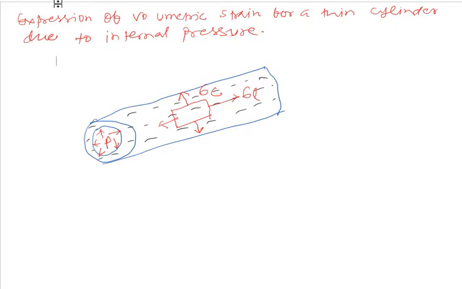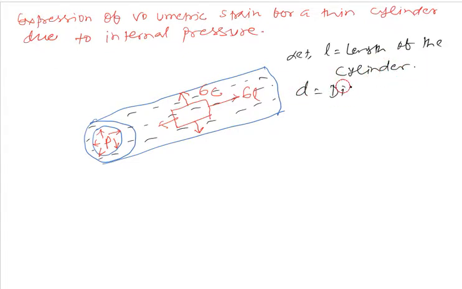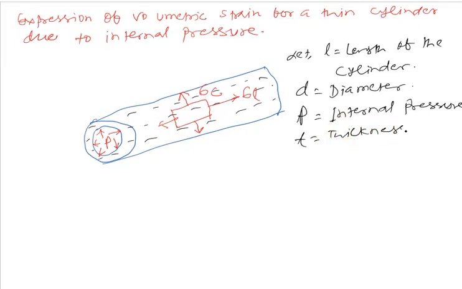Now let L be the length of the cylinder, D the diameter of the cylinder, P the internal pressure, and T the thickness of the cylinder.